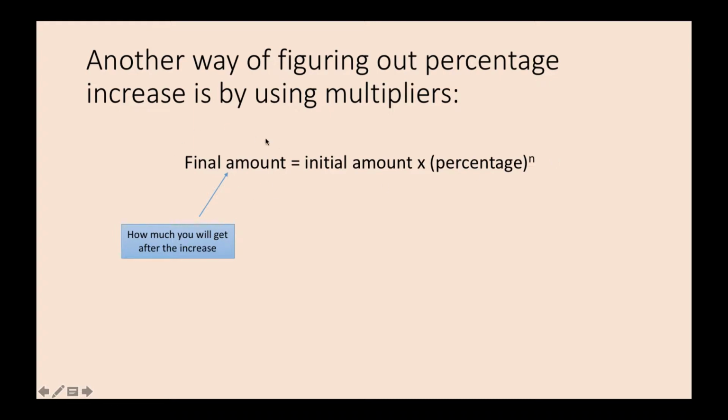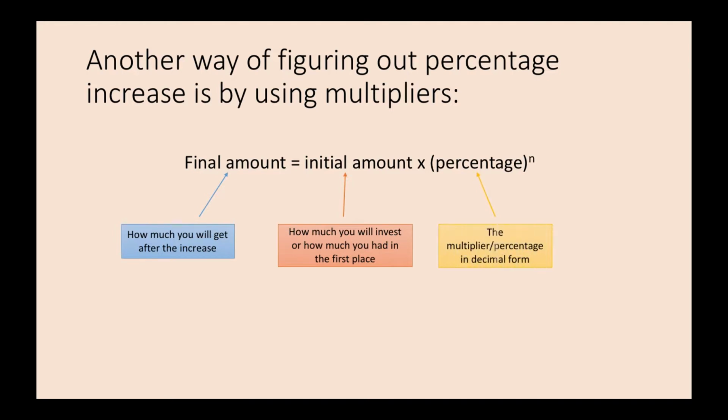And in formulas, we always put that at the beginning. The initial amount is how much you put in, how much money you invest, or how much money you put into a savings account. Your percentage is the multiplier, but that's like in decimal form. And then your n is the number of years. Okay, so it'd be to the power of however many years. And I'll show you that in more detail in a second.